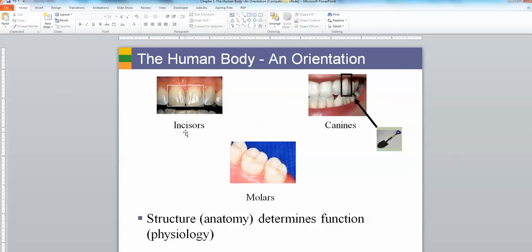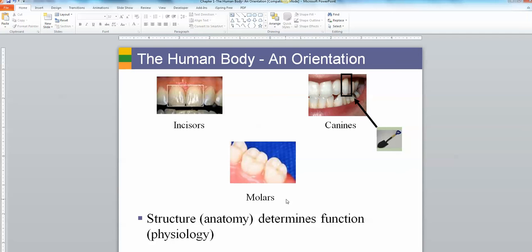Incisors are your front teeth. They're very thin and sort of blade shaped. Canines are shaped like a spade shovel. And molars are sort of square shaped. They have several cusps or ridges. So here we have three different types of teeth with slightly different structure or anatomy. And this reflects their slightly different functions.